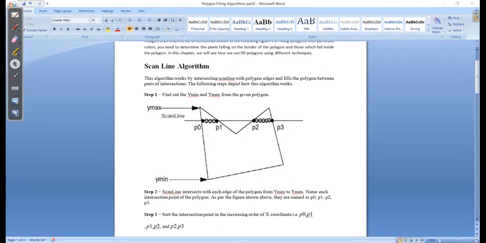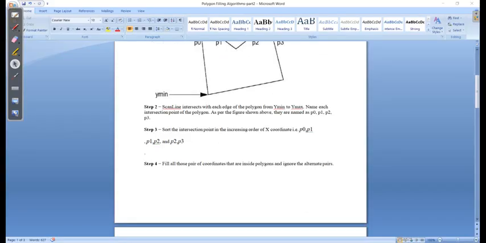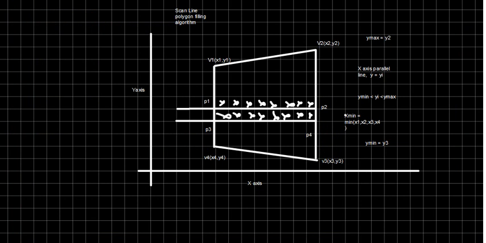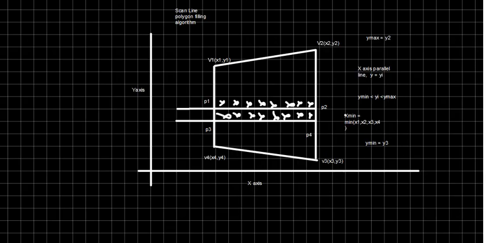So what are the steps? Find out y min and y max for the given polygon. At first we have calculated y max and y min for the given polygon. Next, the scan line intersects with each edge of the polygon from y min to y max. Next, sort the intersection points in increasing order of x coordinates, from P0 to P1, P1, P2 and P2, P3, something like this. So what we have done here is sorted the points between P1 and P2 in increasing order of x.